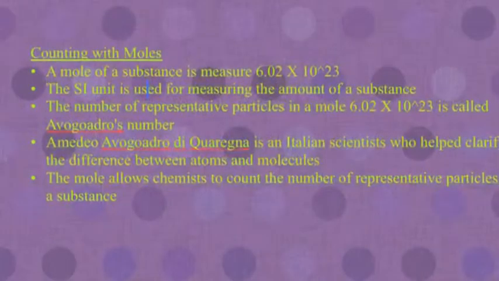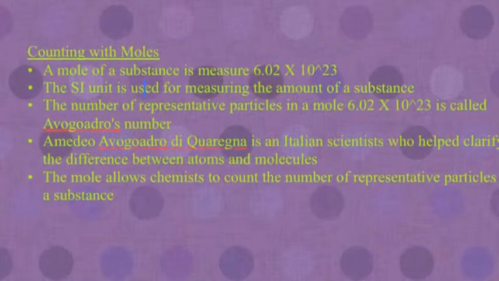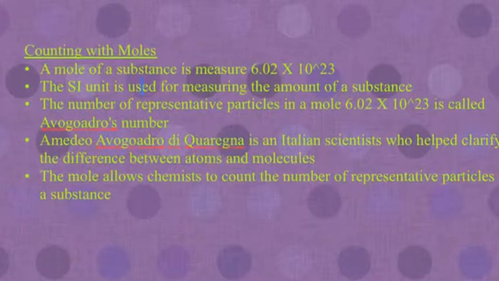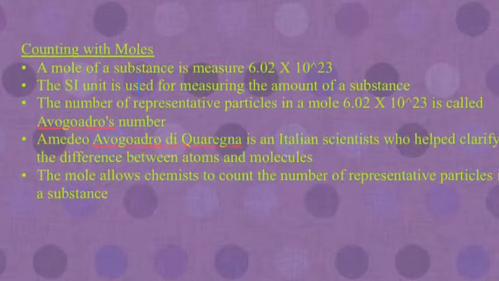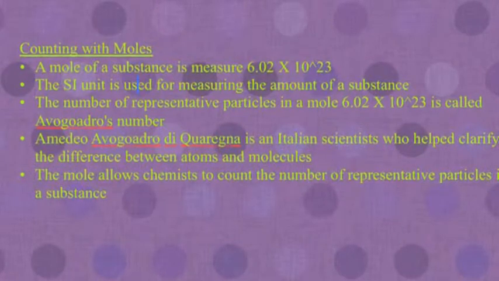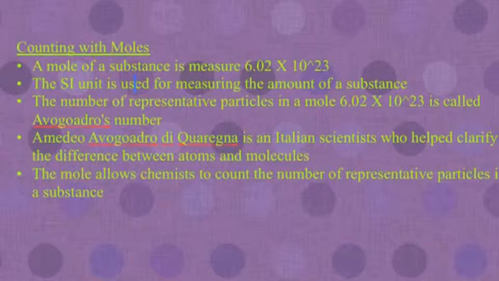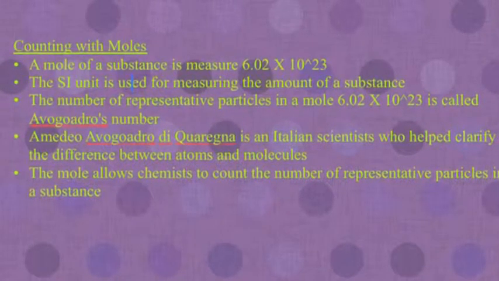Sarah Jarbo, counting with moles. A mole of a substance is measured 6.02 times 10 to the 23rd. The SI unit is used for measuring the amount of a substance. The number of representative particles in a mole, 6.02 times 10 to the 23rd, is called Avogadro's number. Amedeo Avogadro is an Italian scientist who helped clarify the difference between atoms and molecules. The mole allows chemists to count the number of representative particles in a substance.